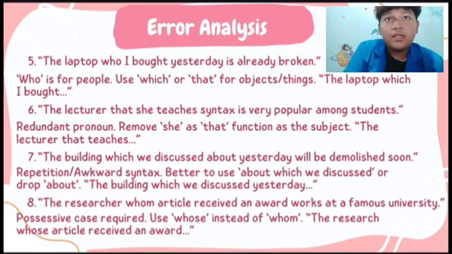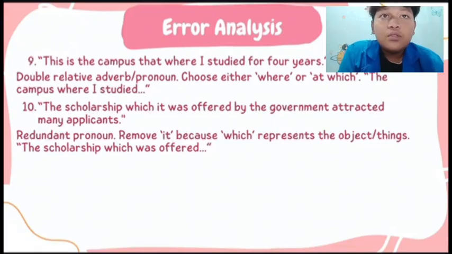Next, number 9. This is the campus that I studied for 4 years here. It is a double relative adverb or pronoun. Choose either where or at which. So it should be the campus where I studied.